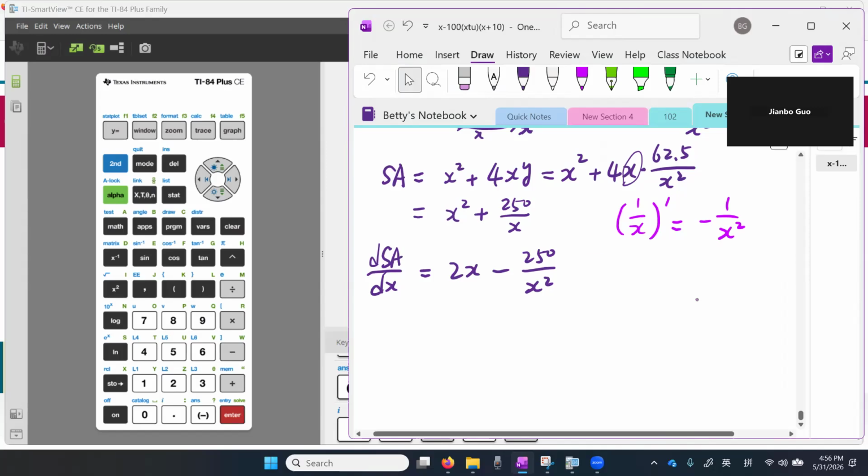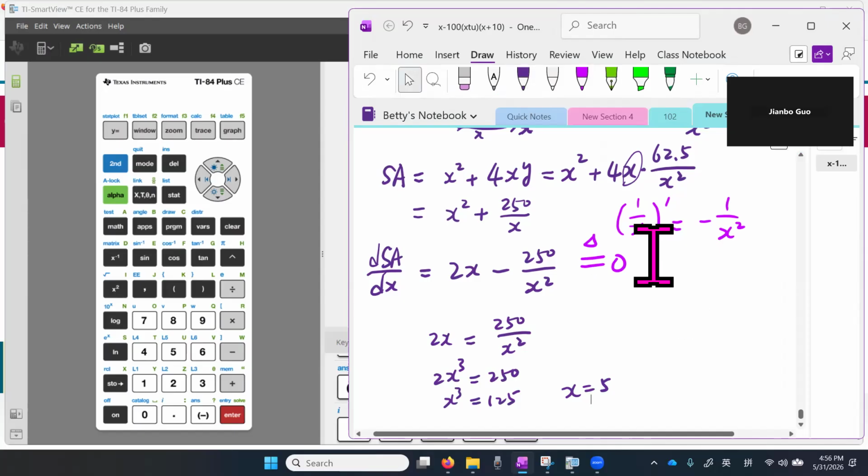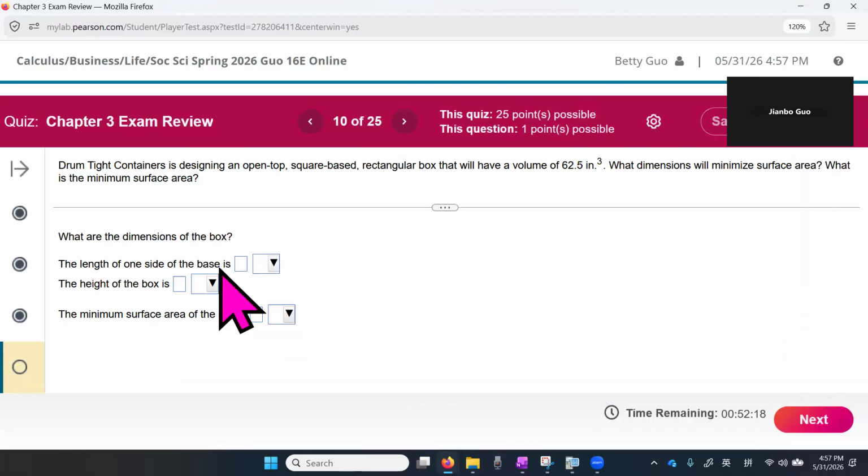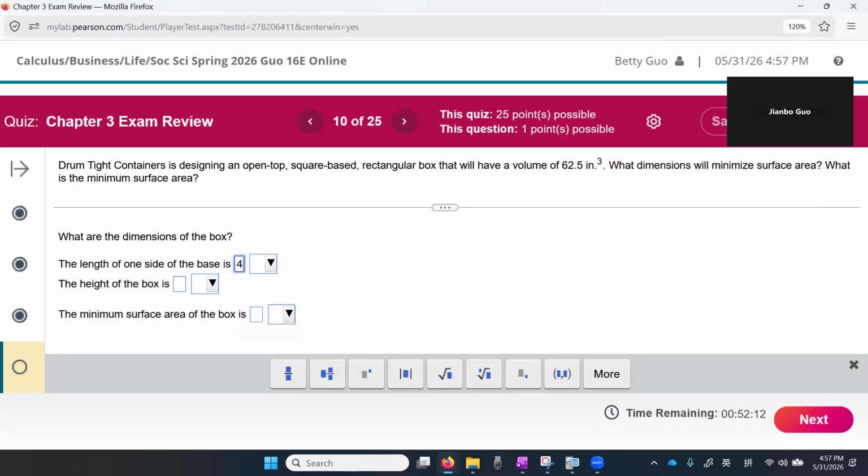Now we're going to make it equal 0. And then we should have 2x equals 250 over x squared. And that gives us 2x cubed equals 250. X cubed equals 125. So x equals 5, because 5 times 5 times 5 is 125. So x equals 5. X equals 5 inches.